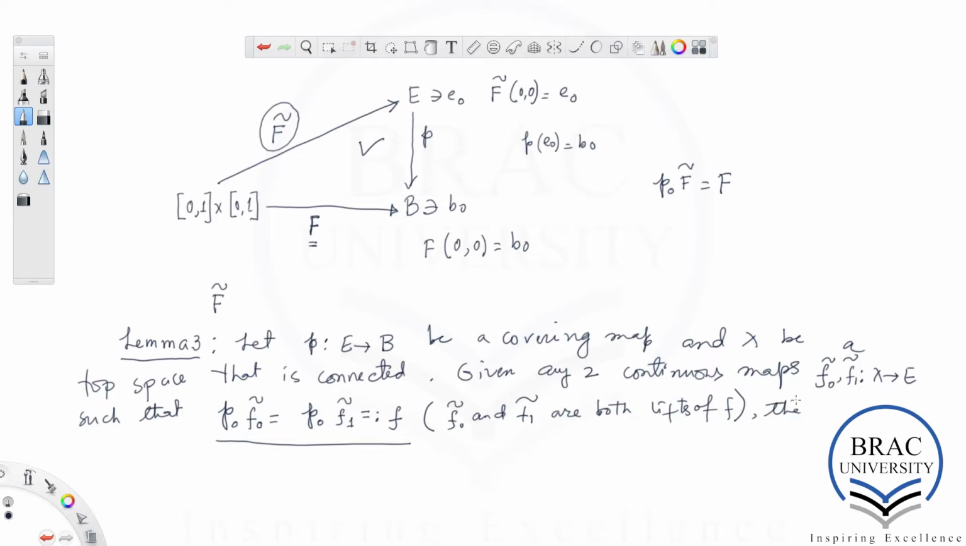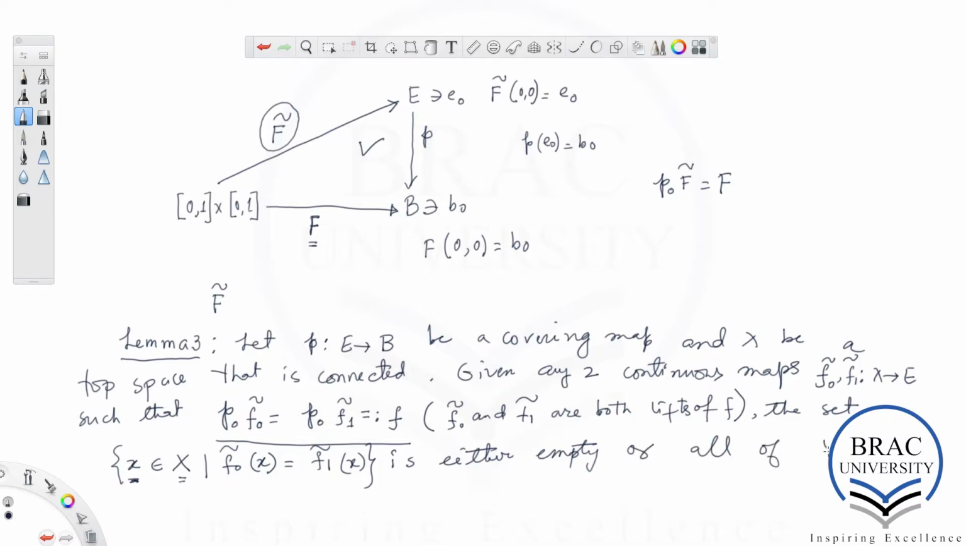If this is the case, then the set of all x in this topological space big X, such that F0 tilde of x is equal to F1 tilde of x. So it's the collection of all the points in the topological space on which these two lifts agree with each other. So this set is going to be either empty or all of X. So this is the more general result that will yield the fact that the constructed lift F tilde is indeed unique.